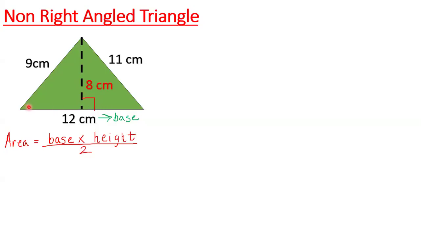So whatever your base is, your height must form an L with it. Otherwise, it's not the height. You see what I'm saying? So 9 can't be the height because 9 doesn't form an L with the base. Same thing with 11. 11 can't be the height because 11 doesn't form an L with the base. So the only thing that forms an L with the base is 8 centimeters.